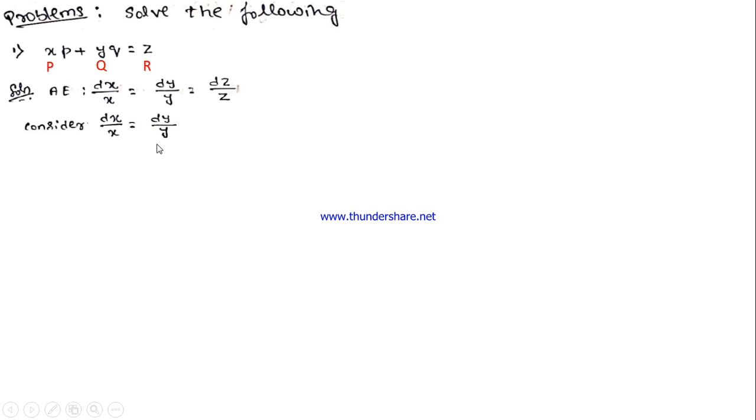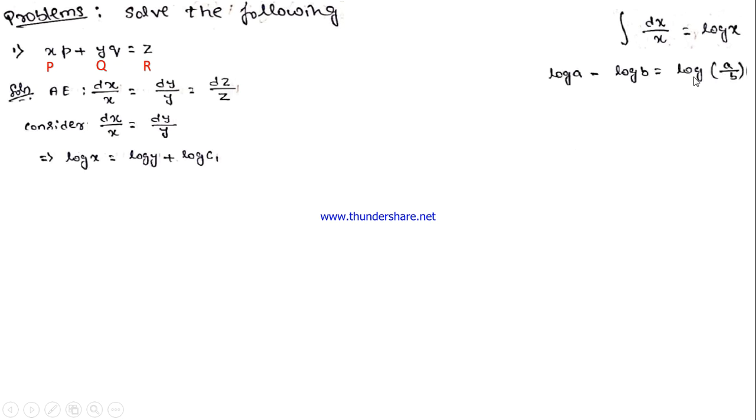We can integrate this to find my first function. What is the integration of 1 by x, or dx by x? That is given by log x. So our integration gives log x equal to log y plus log c1. We know that log a minus log b is nothing but log of a by b. So this is log of x by y equal to log c1, which says x by y equal to c1. That is our first solution, u equal to c1. And considering dy by y equal to dz by z, it is once again in variable separable form.